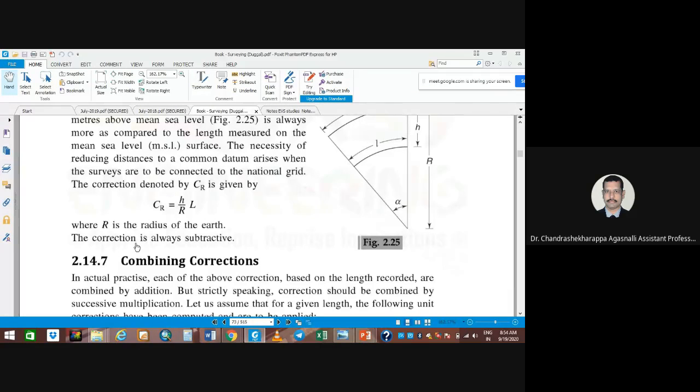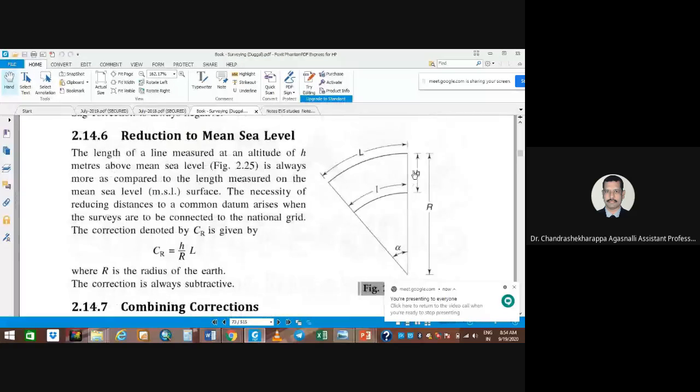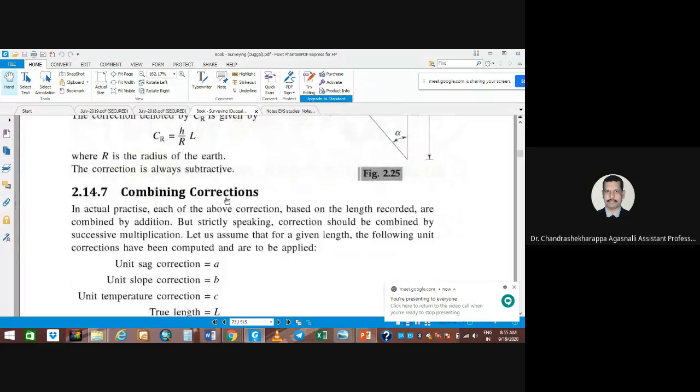You know very well that the correction is always subtractive. This is the radius of the earth from here to here. And H is then actually the mean sea level altitude. Whatever you are looking at, that is mean sea level, or you can call it RL, or you can call it elevation. That is always with respect to your mean sea level, right?